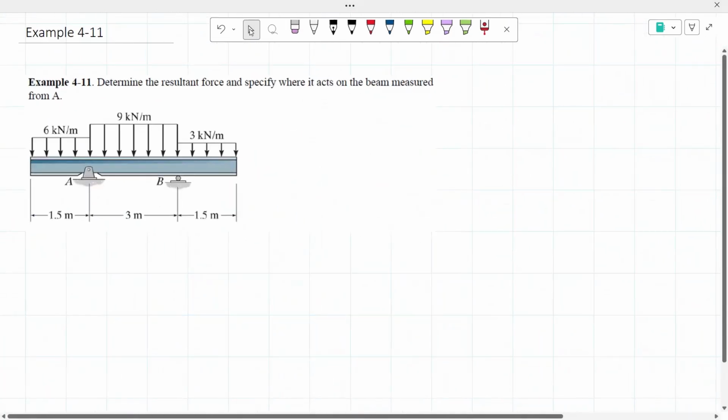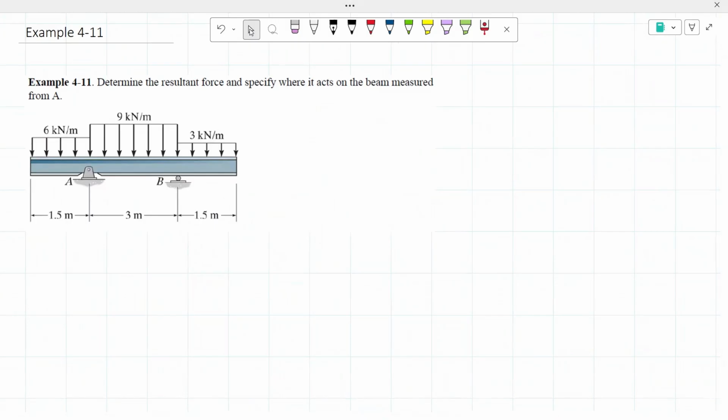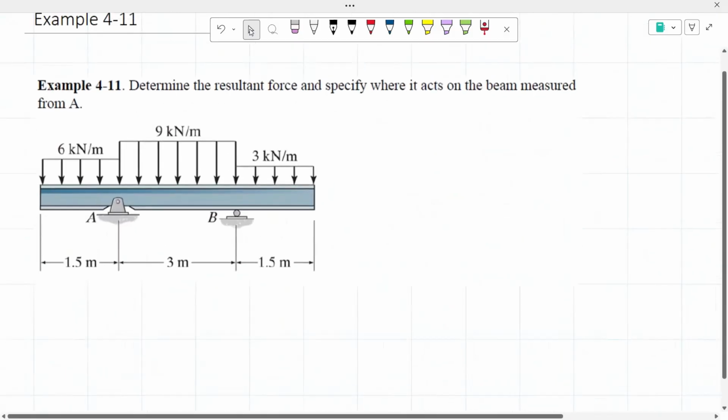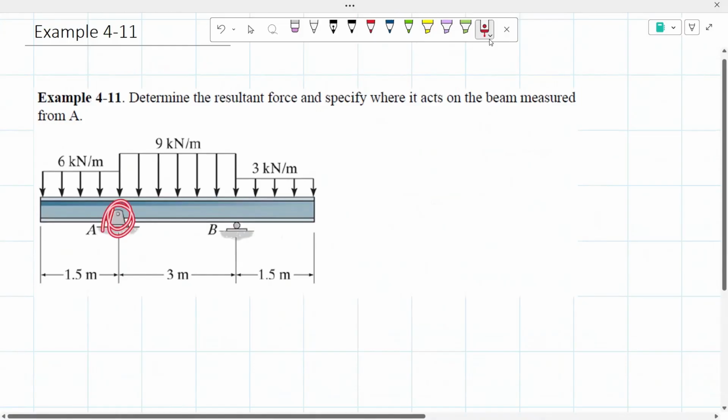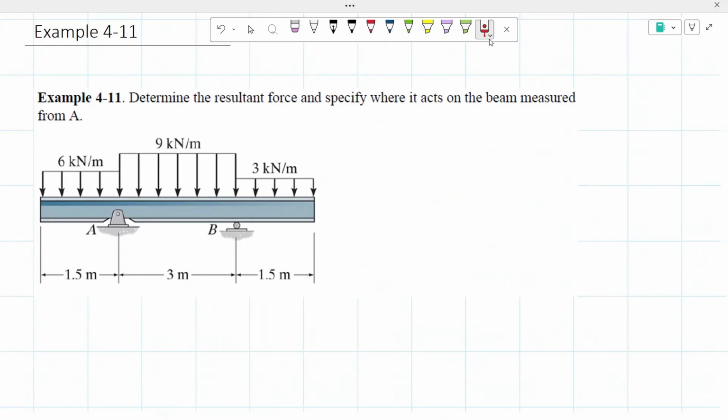Hello everyone, today we're going to be working on example 4-11, and this example is asking us to determine the resultant force and specify where it acts on the beam measured from A. As you can see, we have our point A right here, and then from there we have three different types of loadings throughout this beam.